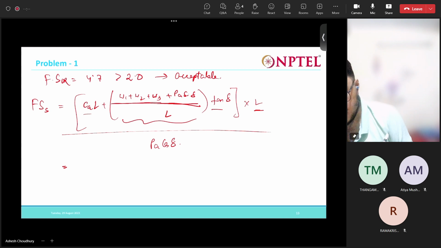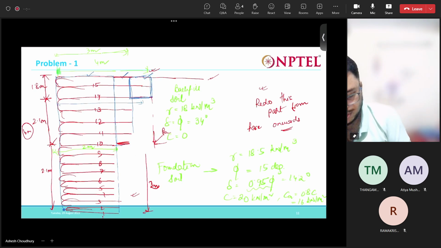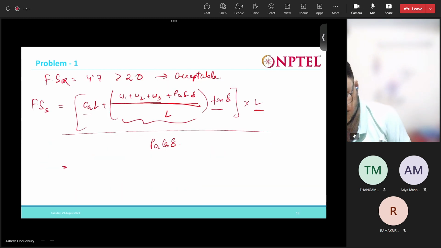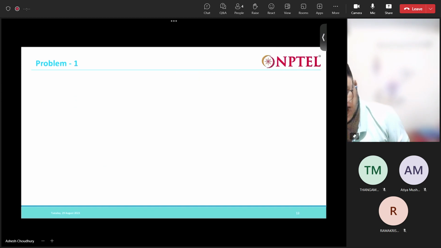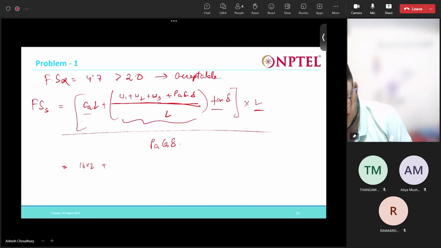Now CA into L: what is CA? 16. What is L? L is the length in contact with this base, that is 2 meters, from here to here. This is what is in contact with the foundation soil. So CA is 16 into 2, plus W1, which is 6 into 2 into 18. W2 is 3.9 into 1 into 18. W3 is 1.88 into 1 into 18. Okay, I will just write this down.